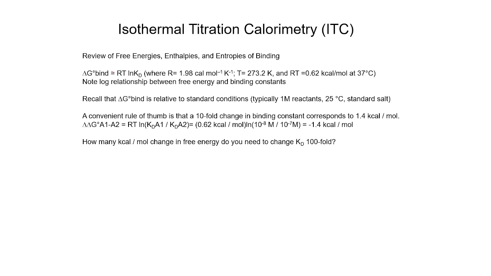Now this is a review of free energies, enthalpies, and the entropies of binding. So your ΔG° of binding equals RT ln KD, where R equals 1.98 calories per mole per Kelvin, and T equals 310.2 Kelvin, and your RT equals 0.62 kilocalories per mole at 37 degrees centigrade.